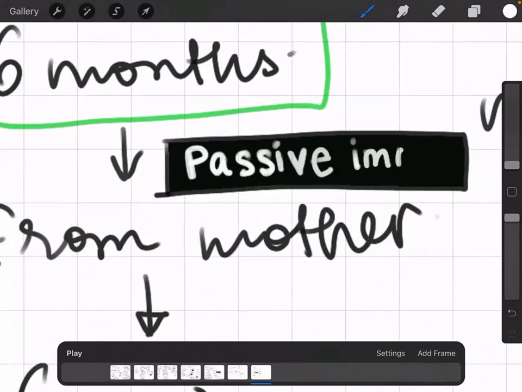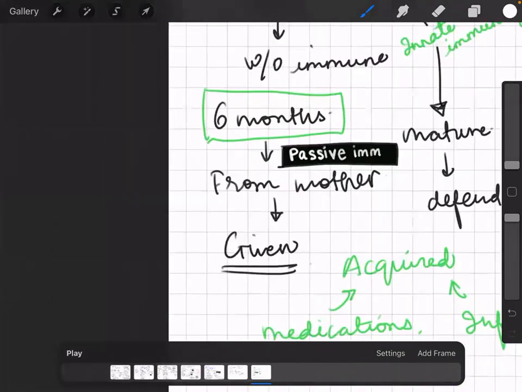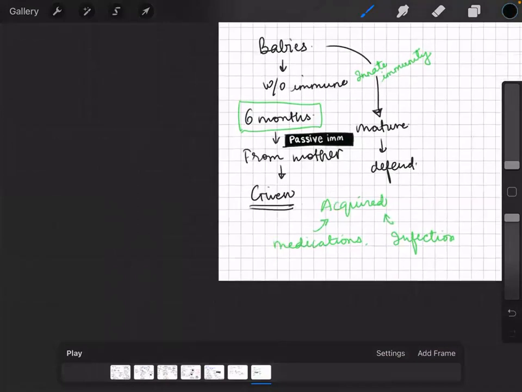Why passive? Because you get the immunity, but your body doesn't really do anything with it. It doesn't make you fall sick. It doesn't make you have a cough. Nothing. You just get it.